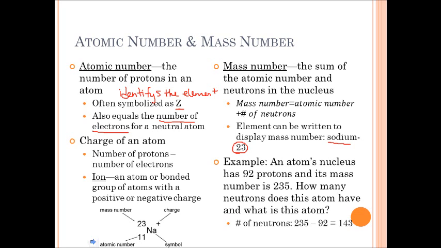To identify what element it is, we can just look at the number of protons. 92 protons means that it's number 92, which is uranium. Now, if we wanted to write the atomic notation for this, we would do U, which is the symbol of uranium. We'd write 235 in the upper left corner, 92 in the lower left corner, and in this case we have a neutral atom, so it would have no charge.